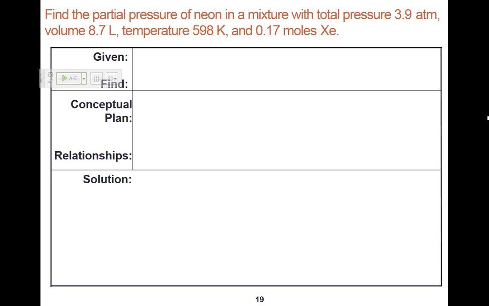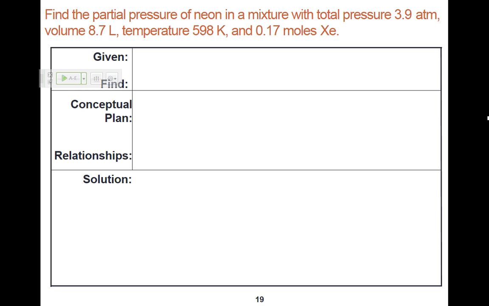So here we want to know the partial pressure of neon. It's relevant that it's neon for this discussion. In a mixture, we don't need to know what else is in there. But we do know the total pressure at 3.9 atm. We know our volume and our temperature. And we know our moles of Xe. So apparently we have a mixture that contains Xe.